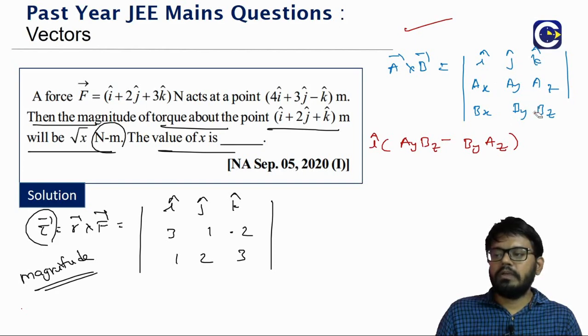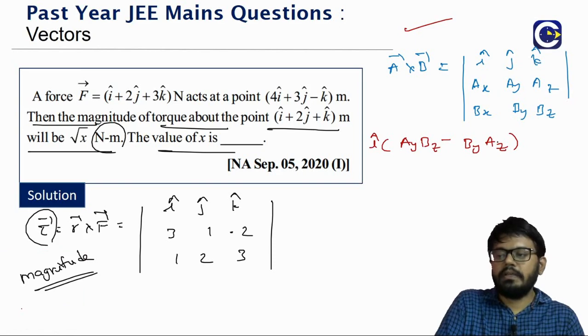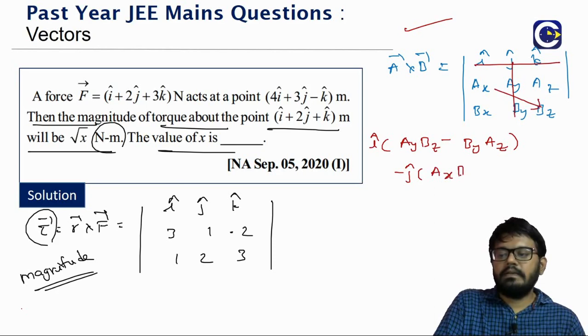Then we will have to find what is the J component. Here in case of J, we will have a minus. We will have to forget about the row and column where the J is there. Then same thing, AXBZ minus BXAZ.